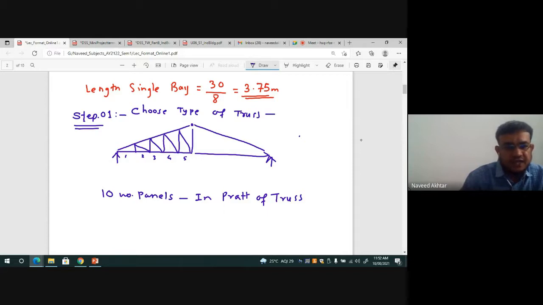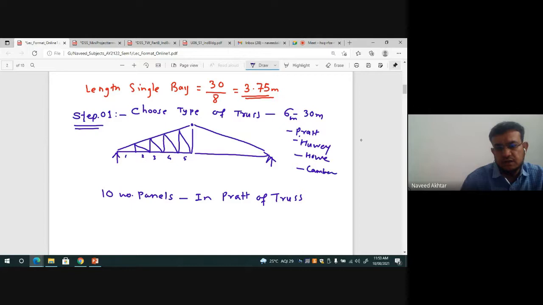Since our span is between 6 meters and 20 meters, we can go for that type of truss. Go for number 10. So here we have chosen the first one, that is the flat truss, for our example. So choose the type of truss.